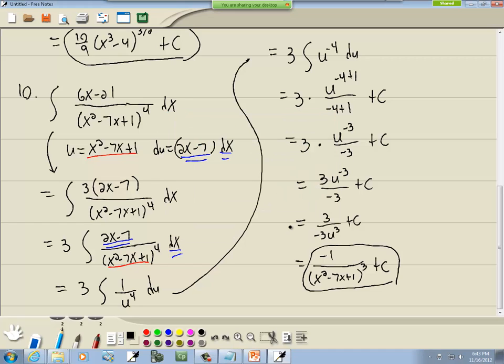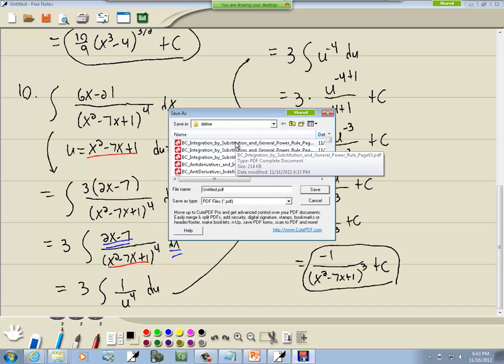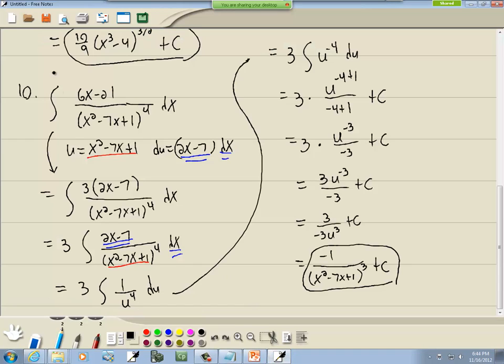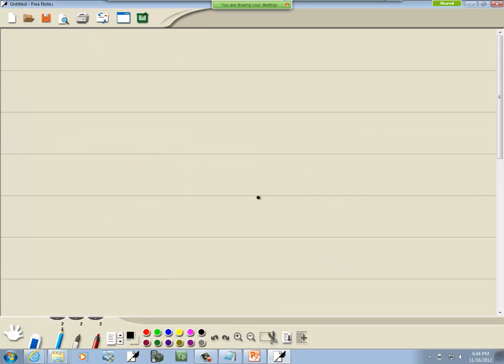I'm notorious for adding and subtracting and multiplying and dividing wrong, though. There we go. Let's look at the next problem.